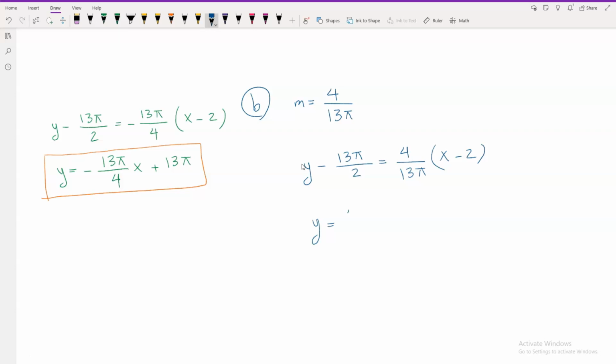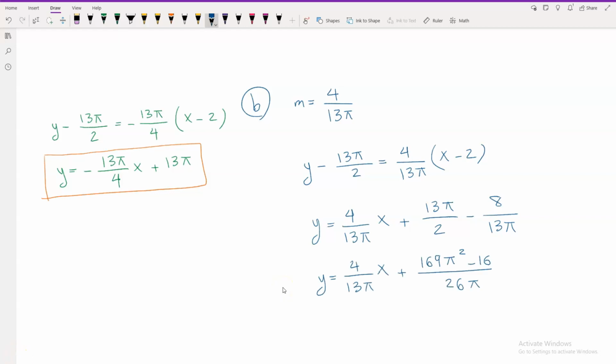So y is equal to 4 over 13 pi times x plus 13 pi over 2 minus 8 over 13 pi. So y is equal to 4 divided by 13 pi times x plus 169 pi squared minus 16 divided by 26 pi. So this is our final answer for part B.